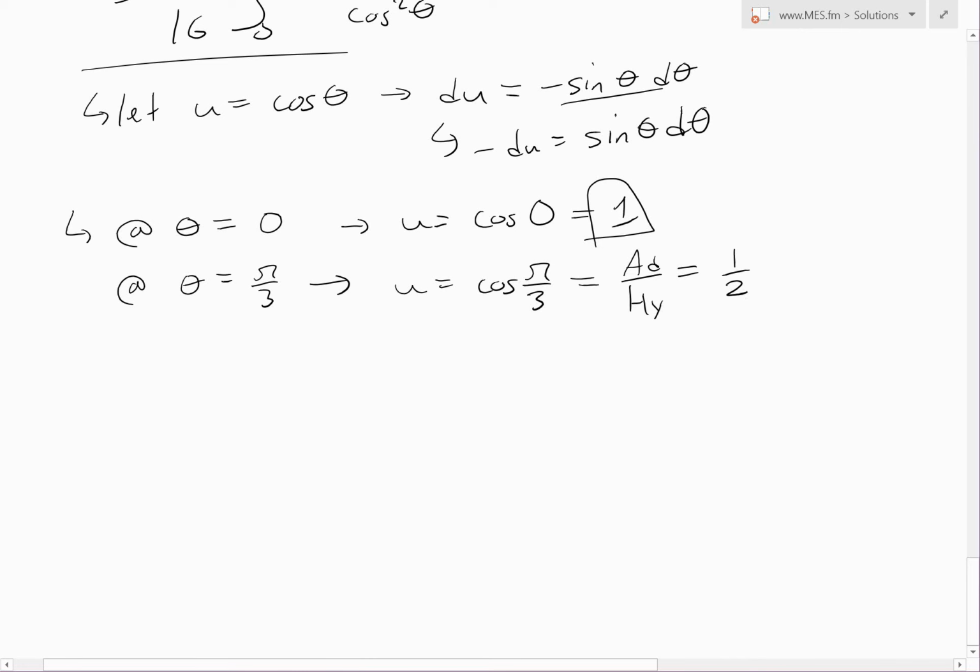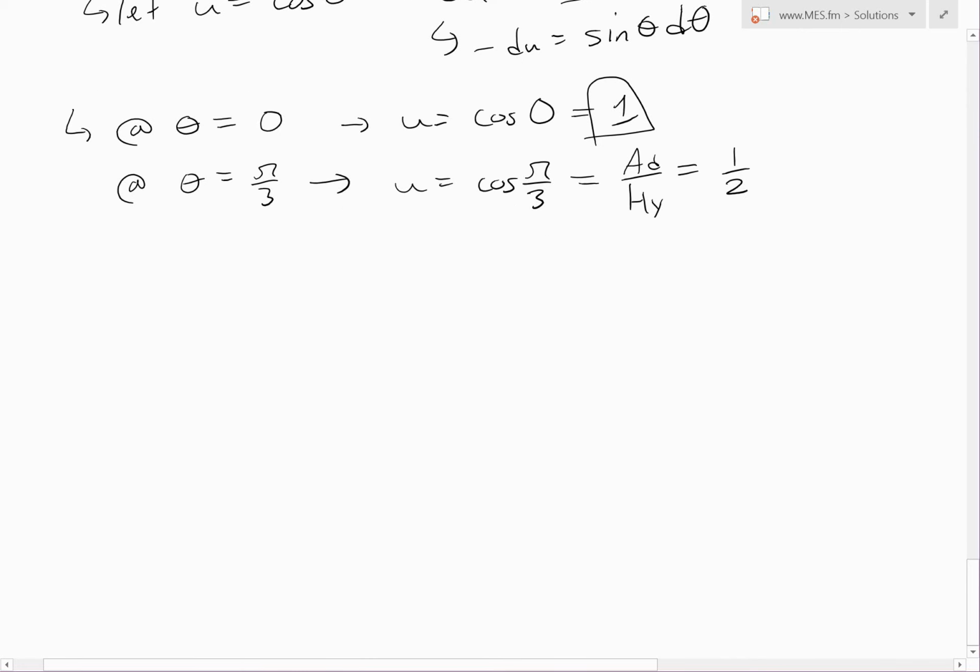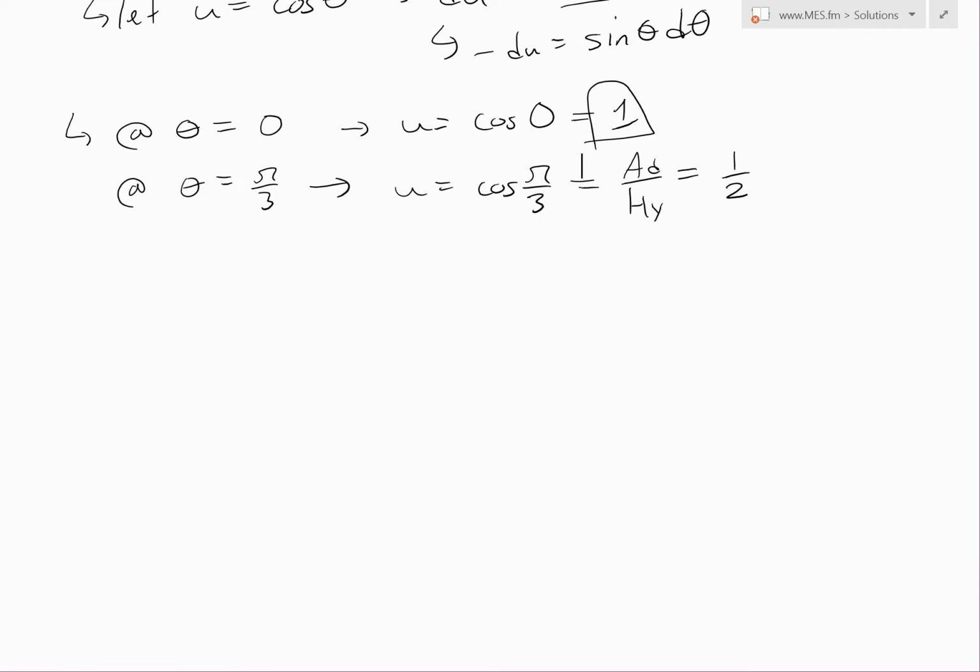Actually, I mean not 0. It goes from 1 to 1 over 2. So it goes backwards, but it doesn't matter when you're dealing with an integral, as long as it's a one-to-one function.